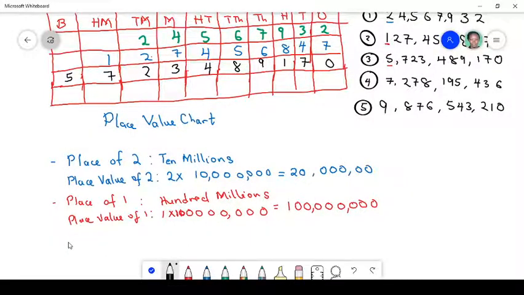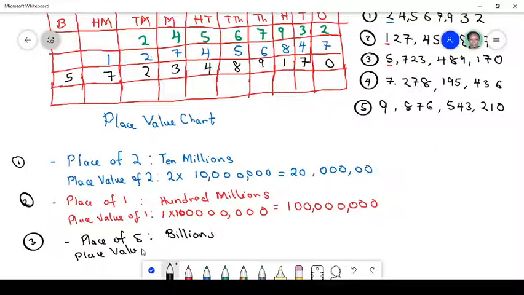So for that example, you realize that the place of 5 here is in the billions. So if I want the place value, what do you think I have? I have 5 times 1. How many zeros do we have? 1, 2, 3, 4, 5, 6, 7, 8, 9.